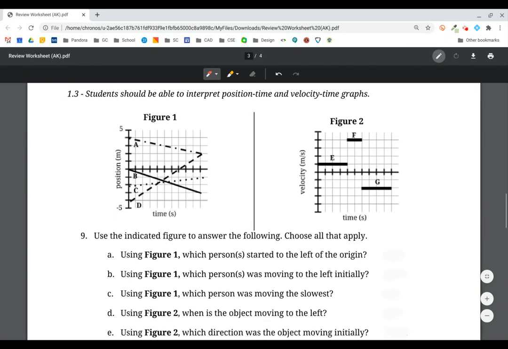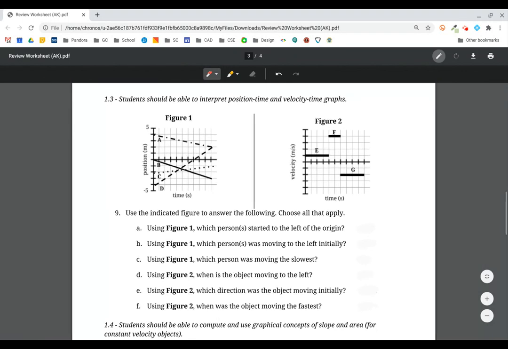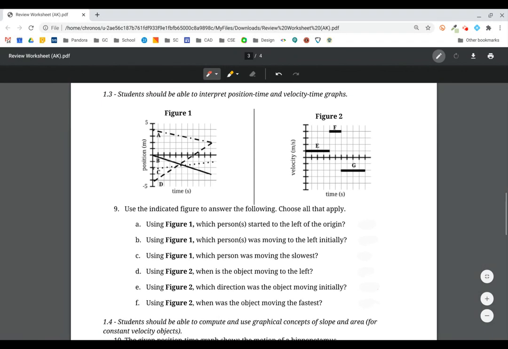In 1.3, we have 2 graphs and some questions about both of those graphs. So the first question asks us to just look at figure 1. It asks us which person started left of the origin. And remember, on a position time graph, this is the origin, and anything down here is left of the origin. So we're looking for objects that started left of the origin or had a y-intercept that was a negative position. So the items that start with a negative y-intercept on this graph are C and D.